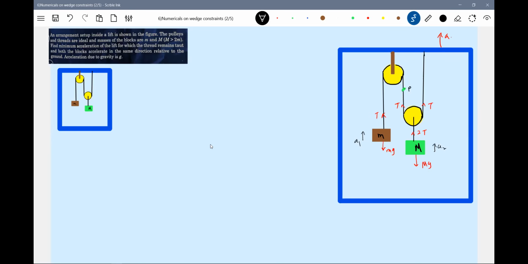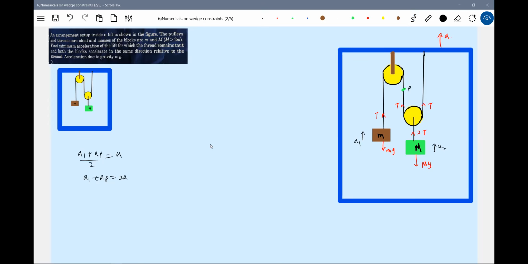And now the first equation is what I'll write. A1 plus AP by 2 equal to A. I think everyone knows this, how the acceleration of the pulley and the acceleration on either side of the string are related. So therefore, A1 plus AP equal to 2A.